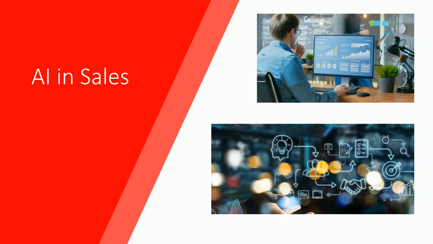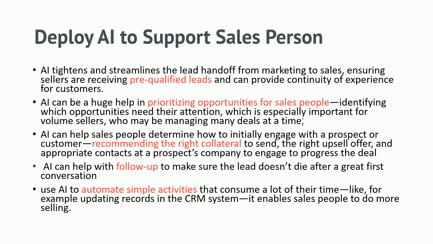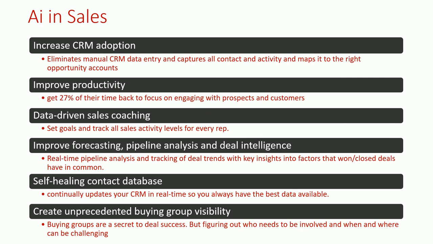So AI is also doing wonders in sales and marketing, right? Many recommendation platforms I already discussed there. So there are opportunities. AI can be a huge help in prioritizing opportunities for salespeople, identifying which opportunities need their attention, which is especially important for volume sellers who may be managing many deals at a time. So AI can be utilized there as well, right? If we look at the AI aspect in sales, it can increase customer relationship management adoption. It can improve productivity, data-driven sales coaching, improve forecasting, pipeline analysis, and deal intelligence, the customer deals, right?